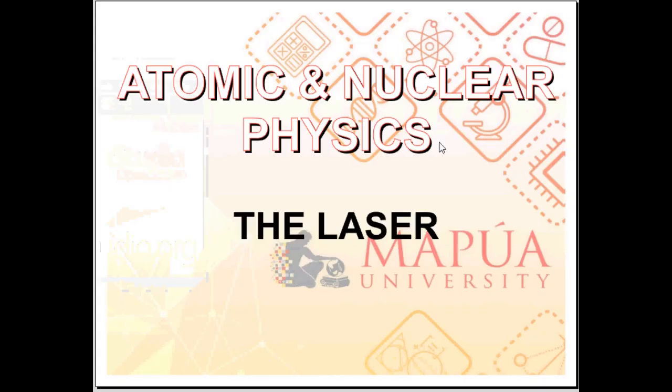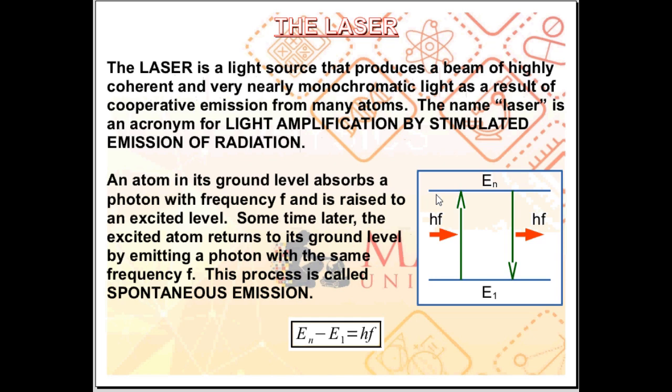So, continuing on with our discussion on atomic and nuclear physics, let's now take a look at the concept of the laser. The laser is a light source that produces a beam of highly coherent and very nearly monochromatic light as a result of cooperative emission from many atoms. The name laser itself is an acronym for light amplification by stimulated emission of radiation.